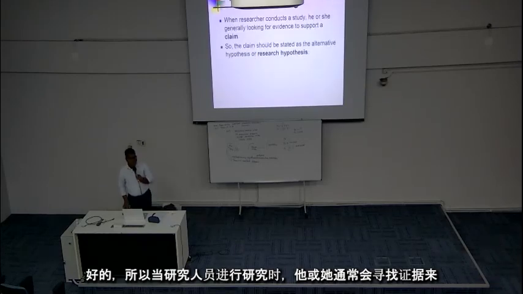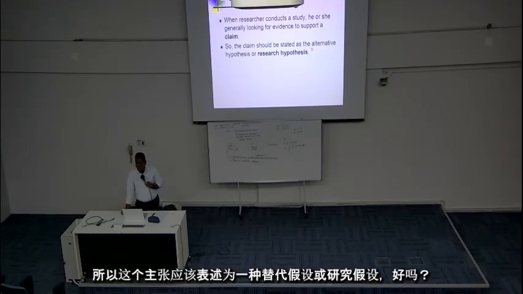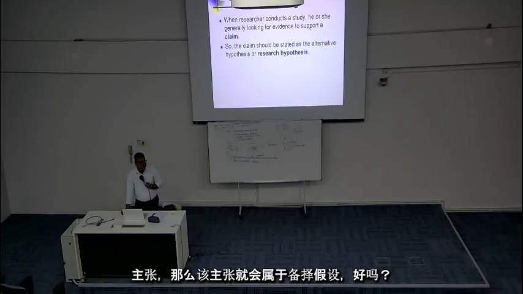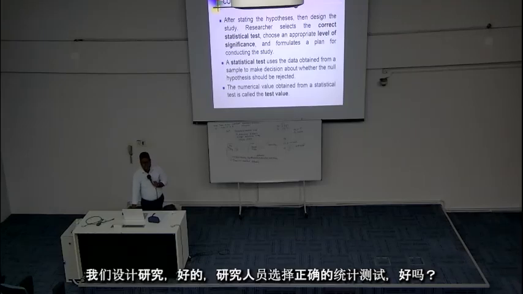When a researcher conducts a study, he or she is generally looking for evidence to support a claim. The claim should be stated as an alternative hypothesis or research hypothesis. The claim falls under the alternative hypothesis. After stating the hypothesis, what you should do is design the study.